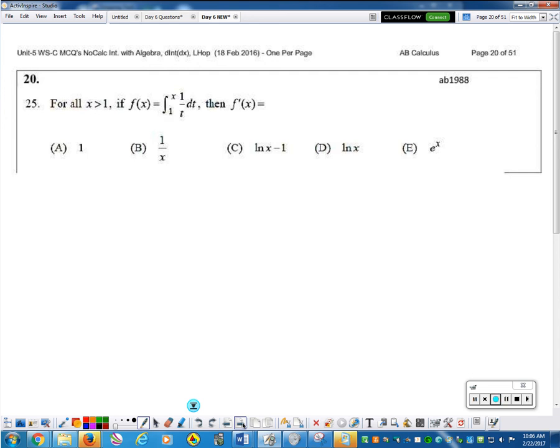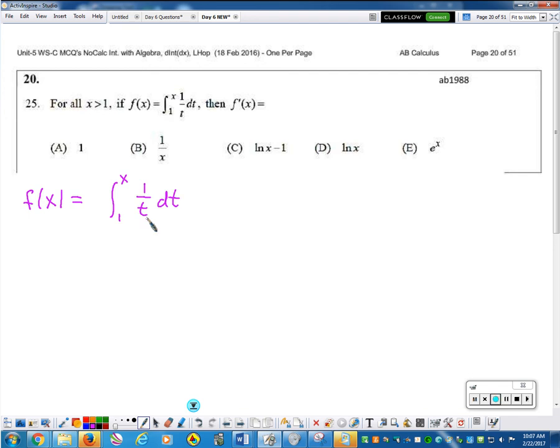Okay, they're defining a function. But the interesting thing is the function is defined in a way that we haven't really used much. It's a function defined using an integral. The idea is pretty simple. I would like to answer this question out loud.